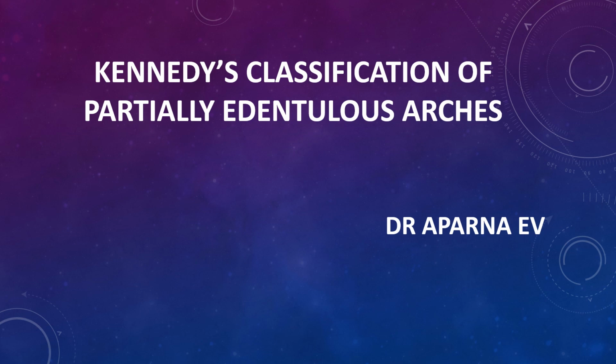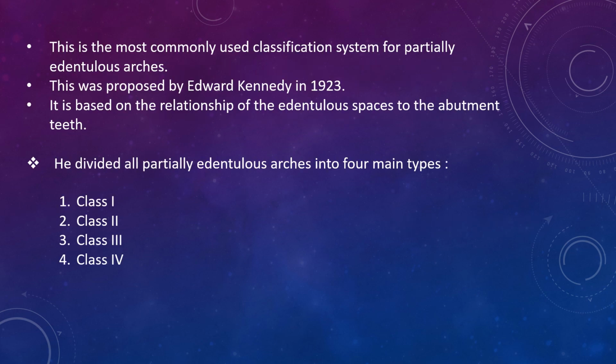Today in this lecture, we are going to discuss Kennedy's classification of partially edentulous arches. Kennedy's classification is the most commonly used classification system for partially edentulous arches. This was proposed by Edward Kennedy in 1923. It is based on the relationship of the edentulous spaces to the abutment teeth. He divided all partially edentulous arches into four main types. They are Class 1, Class 2, Class 3 and Class 4.